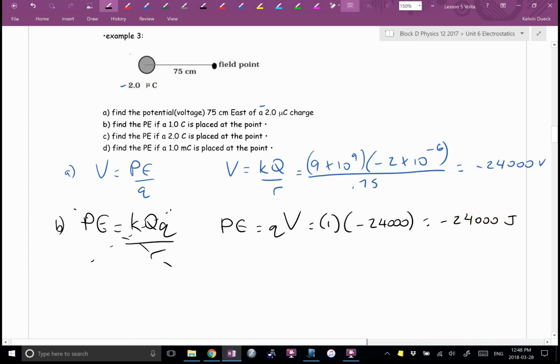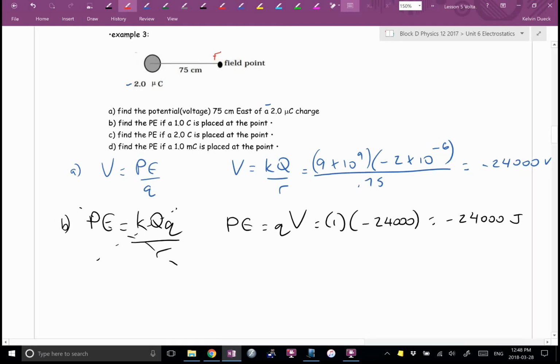Now, what does that mean? This charge is negative, and right now we put a big positive charge right there. Which way does it want to move? Towards. If I want to move it out to infinity, I have to add 24,000 joules to that negative 24,000 joules to get to 0 out at infinity. I would have to do work. It does not want to go out to infinity. It wants to fall closer to that negative charge. Skip C. Let's do D.